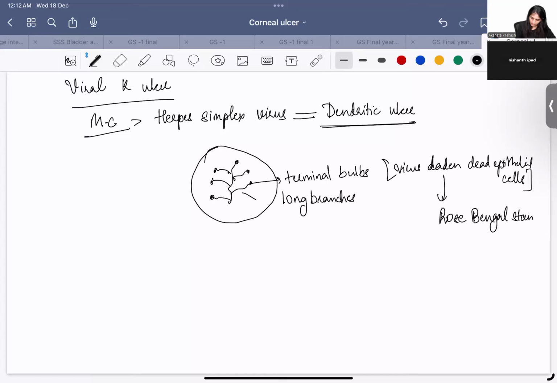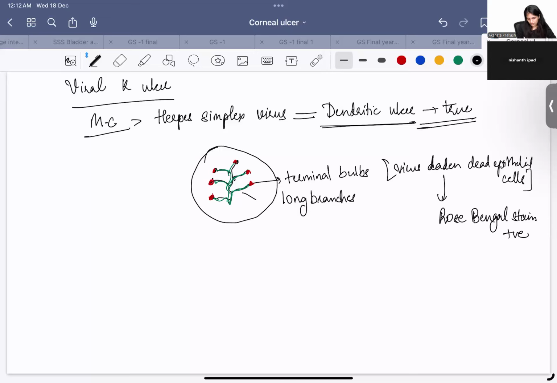Whereas these dendritic ulcers, these branches are going to be green. That is, it's going to take up fluorescein stain. And your rose Bengal, as you say rose, it is red. So they take up rose Bengal, only your terminal bulbs. Why am I stressing so much on your dendritic ulcer? Because it is a true dendritic ulcer.